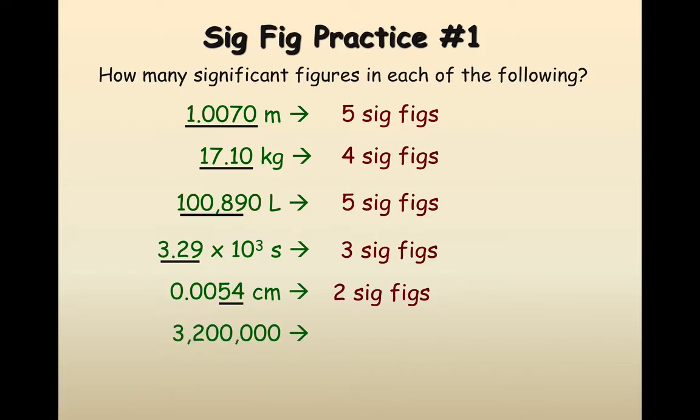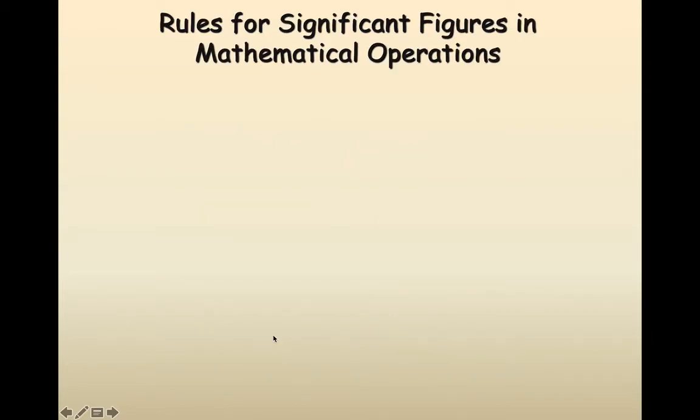And how about this one? Again, those are commas. What do you think? 2 sig figs is correct, and that's because you've got no decimal. So these were trailing zeros with no decimal. Trailing zeros with no decimal never count. So that's how you count sig figs.